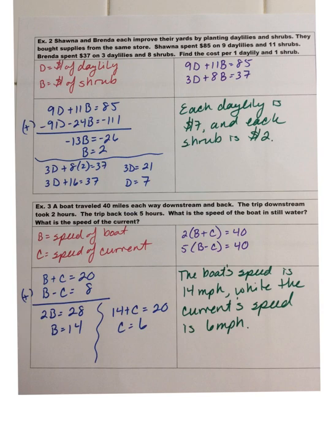So then I add these together. The C's cancel, so I get 2B equals 28. Divide by 2 and B equals 14. And I'm just going to plug that into my first equation. 14 plus C equals 20, so C equals 6. And again, word answer: the boat's speed is 14 miles per hour, while the current's speed is 6 miles per hour. And that finishes up page 2 of word problems.